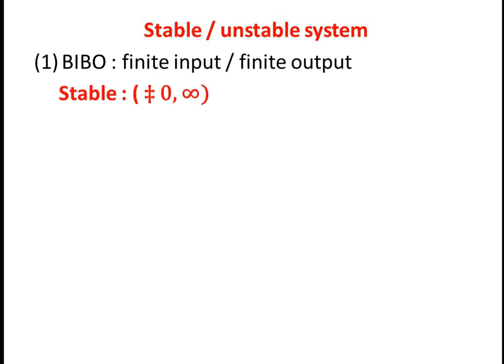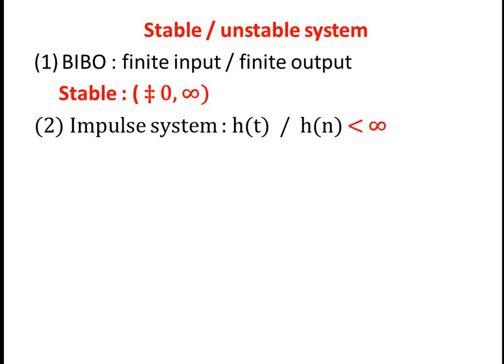The very first one is the bounded input and bounded output case, and the second one is the impulse response, that is, h of t. In this unit we are going to focus mainly on the first case, that is the BIBO system, and we will discuss the second case in the second unit.